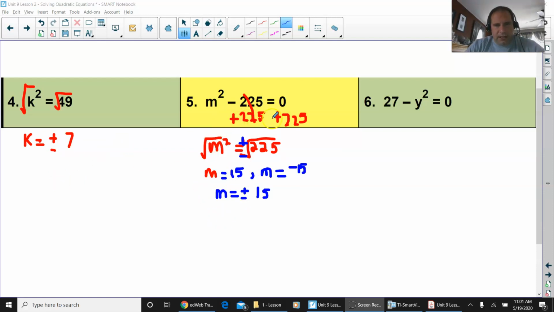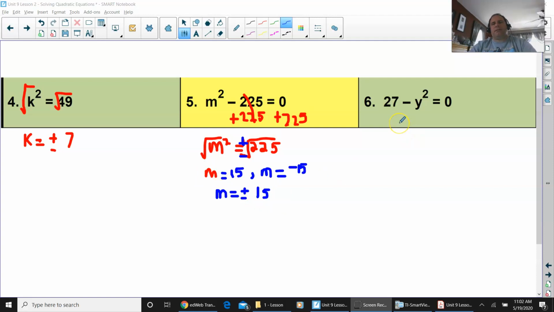This one right here, you add 225 to both sides, and you go ahead and square root both sides because you have m squared equals 225. When you square root both sides, remember you have to take the positive and the negative answers. So you have m equals 15 and m equals -15. So you could put it down just like this.